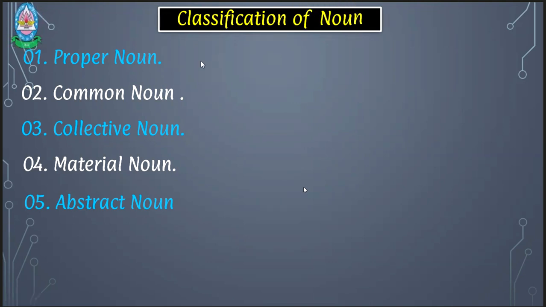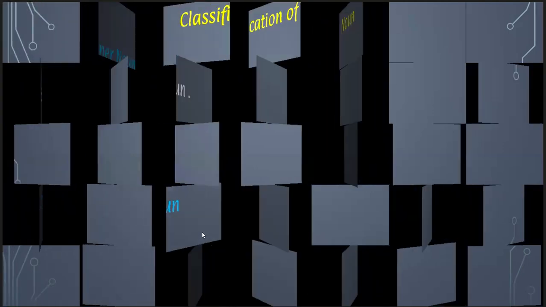And on the basis of countability, how many are countable among the 5? Please respond to me. How many are countable? Sir, 3 are countable. Right. Thank you. Actually, I wanted the answer. The first three are countable and the last two are uncountable. Okay, fine. So what's proper noun? Let's have a look at it.